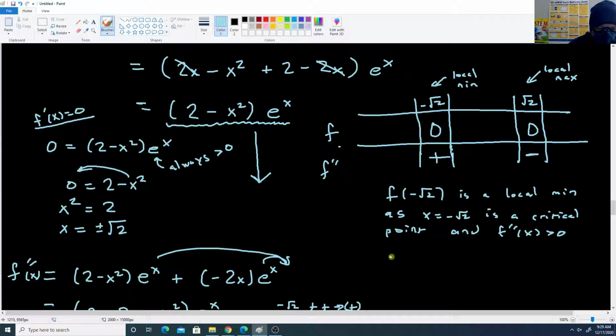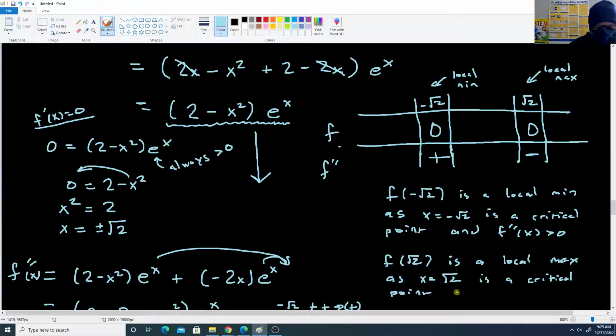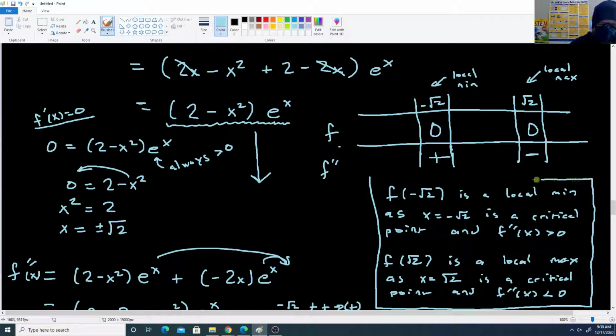So to finish this up, we'll say f of square root of 2 is a local max, as x equals square root of 2 is a critical point and the second derivative is less than 0. So the second derivative is negative. So we used the second derivative test and we were able to analyze whether the critical points were local maximums or local minimums. So we'll stop on part 3 there.